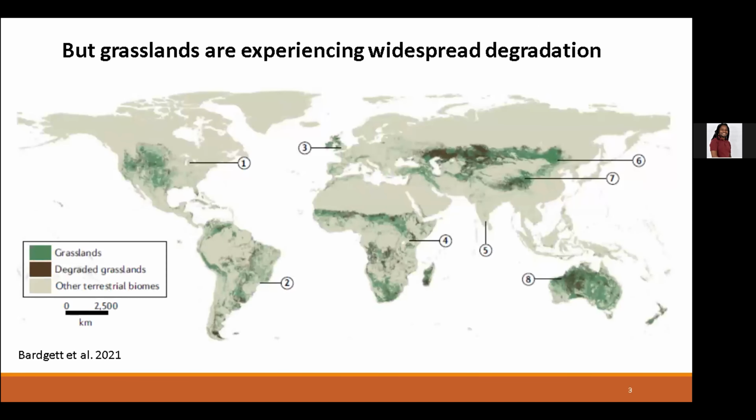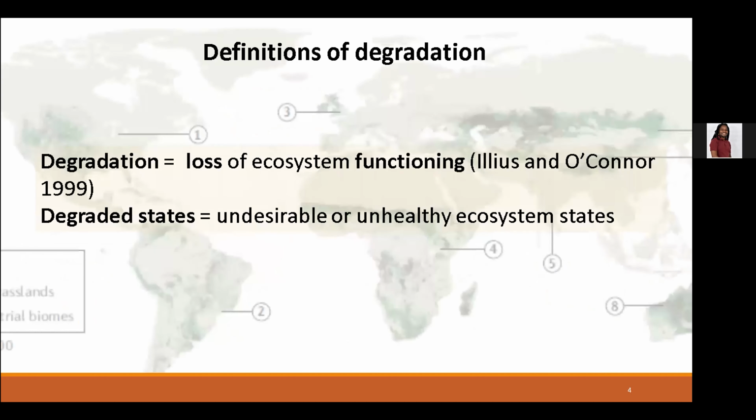But the big issue is that grasslands worldwide are degraded. As you can see, this is a global map of grasslands, and you can see that there's a lot of degradation happening in the grasslands. When I talk about degradation, I'm talking about the loss of ecosystem functioning, basically in terms of the services that the grasslands provide. Do they still provide them, or do they lose them? And when we talk about states, the degraded states are those that are undesirable or unhealthy, that result in loss of ecosystem services.